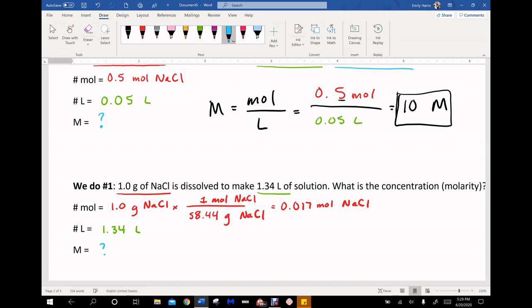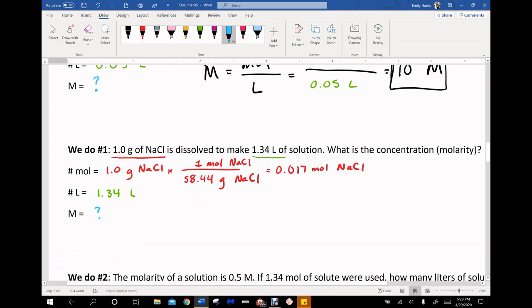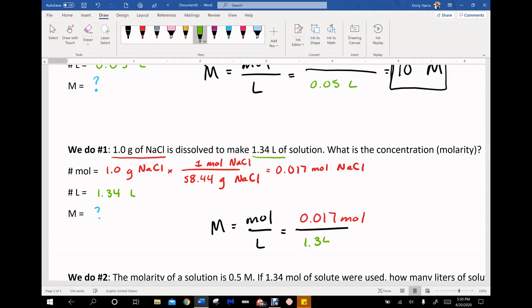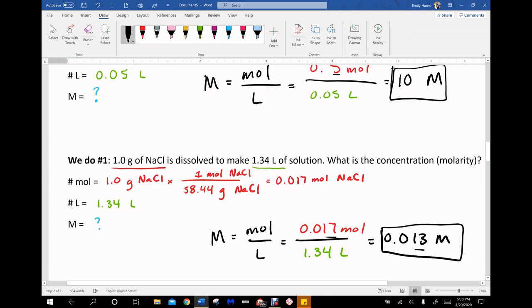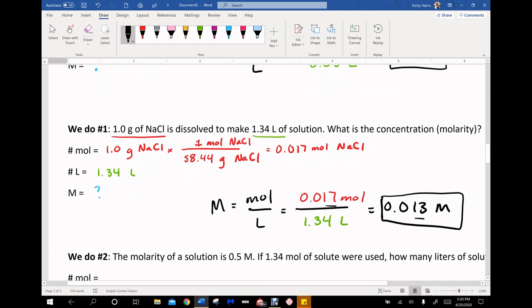And again, we've been asked to solve for the concentration, which is just the molarity. So let's write our formula. Molarity equals moles over liters. We know that we have 0.017 moles of our solute, and then we'll be dividing by our total liters of solution, 1.34. You'll plug that into your calculator, and what we get for this problem happens to be 0.013 molar. So again, 2 sig figs based on the 2 sig figs in the moles. And this is a lot less concentrated than the 10 molar solution that we just solved for.